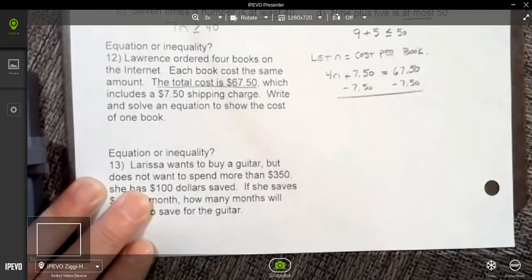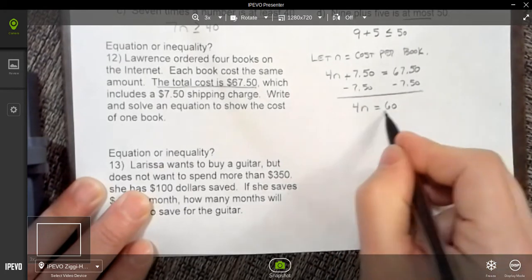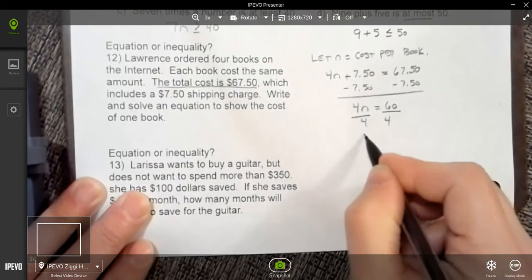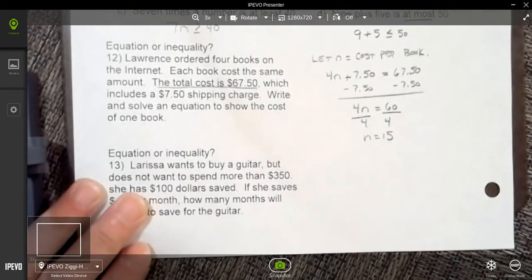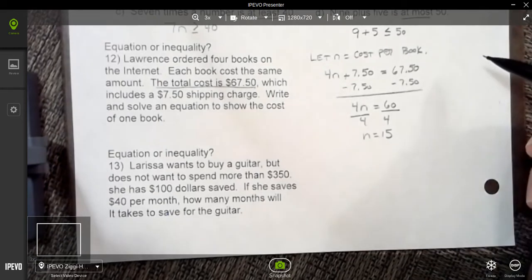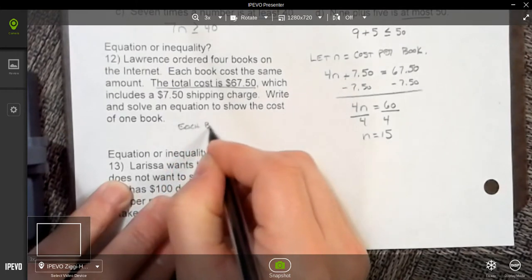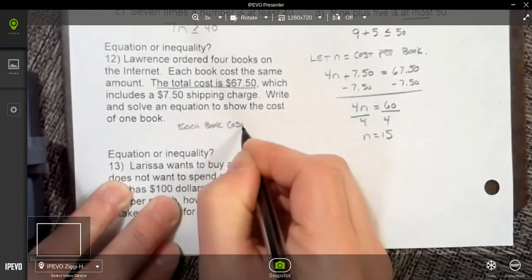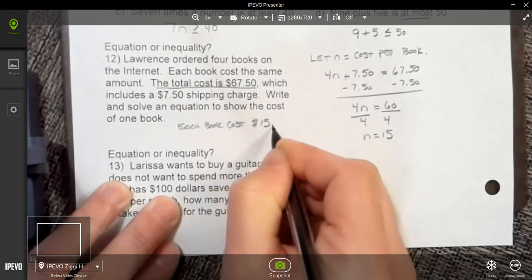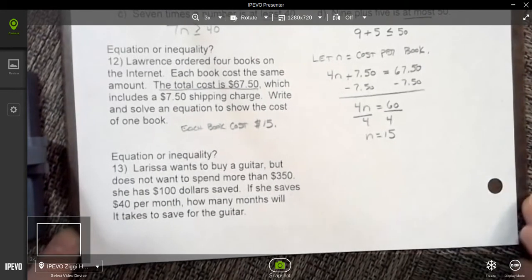I'm going to subtract the $7.50 from each side. Again, I'm trying to get n all by itself. This is going to give me 4n is equal to 60. And now when I divide each side by 4, I can see that n equals 15. We would go through after this and do a check. The check would work out. And then what this means is that each book costs $15. That's the meaning of the answer n equals 15 in this example.